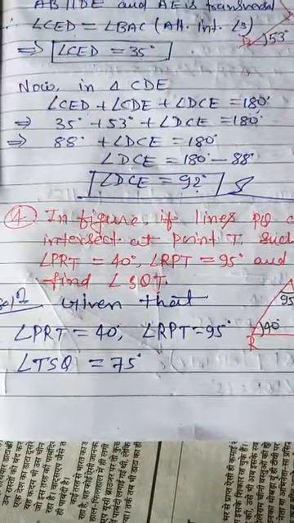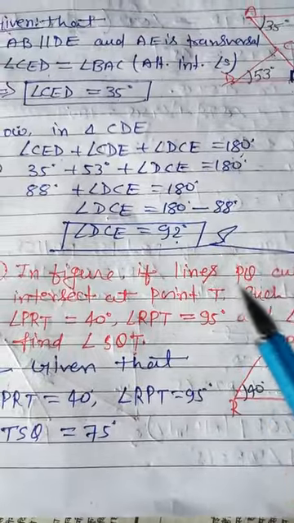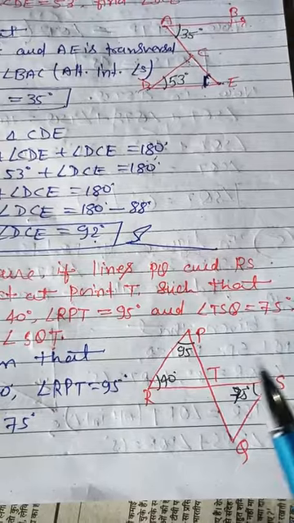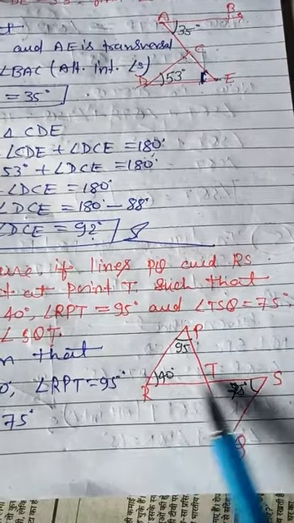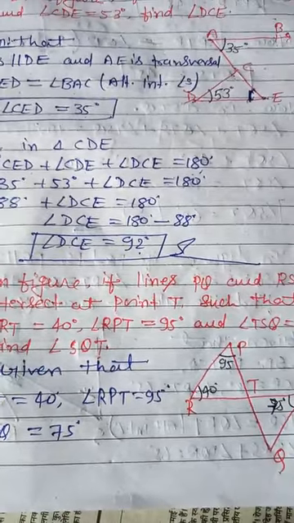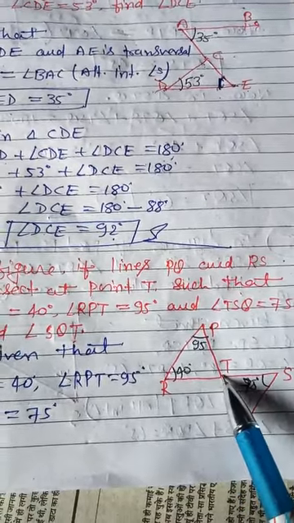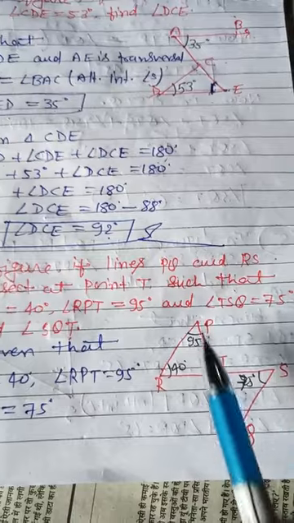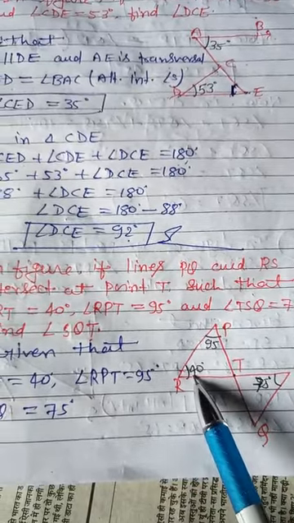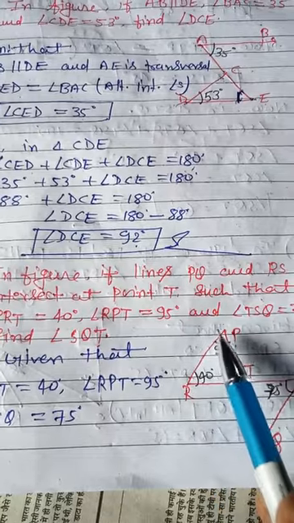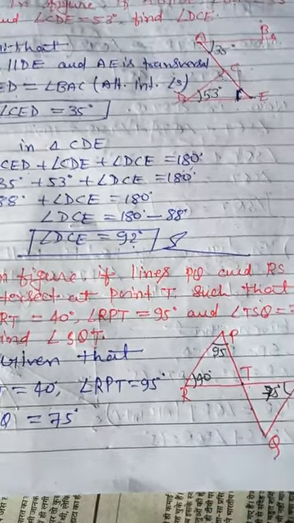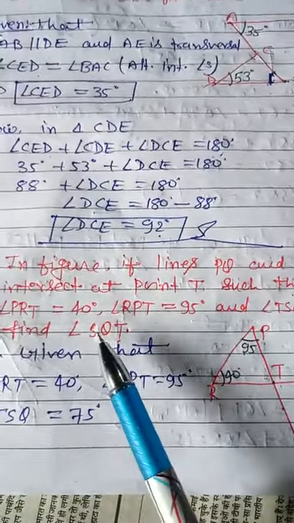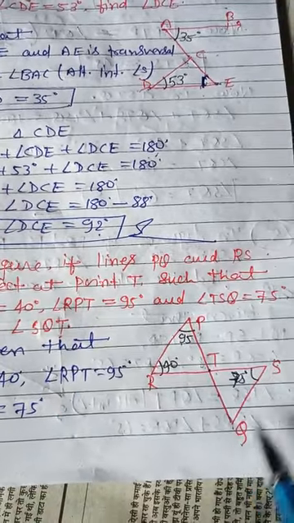Now in question number 4, in the figure, if lines PQ and RS intersect at point T, such that angle PRT, look here, PRT is equal to 40 degrees, angle RPT is equal to 95 degrees and angle TSQ is equal to 75 degrees, then find angle SQT. Where is SQT?